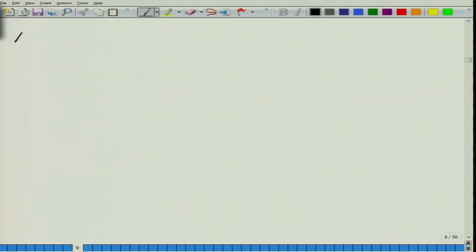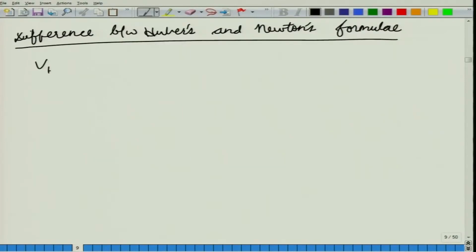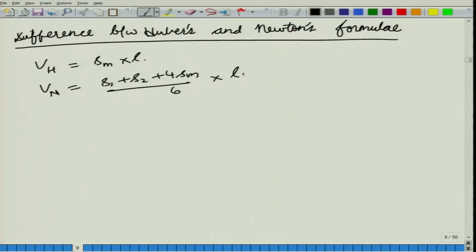Now, if we calculate the difference between Huber's and Newton's formulae, what would that be? Volume by Huber's formula is given by Sm into L. Volume by Newton's formula is given by (S1 plus S2 plus 4 times Sm) by 6 into L. So, if we calculate volume by Huber's minus volume by Newton's, what do we get?